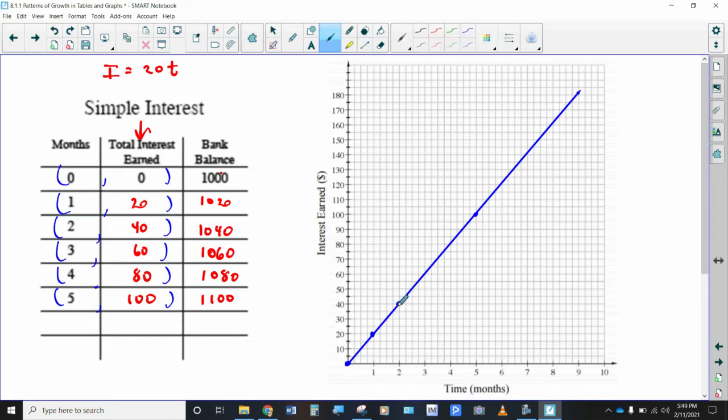So let's make sure that it does. 240 should have been located there. Yes, it is. 360 should be located there. It is. And 480 is located right there. I think I might be able to adjust that just a little bit. That's much better. So that is our graph. Once again, the dependent variable was the interest earned, and the independent variable was the amount of time, because that's what we're controlling.